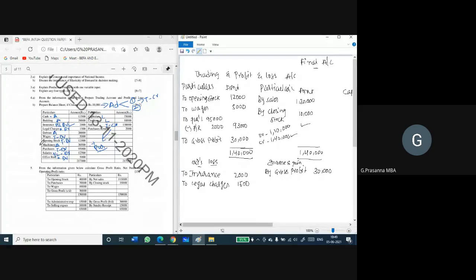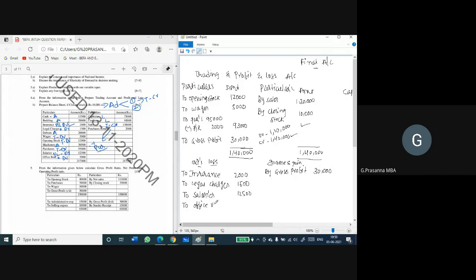Next, debtors won't come. Wages already taken. Opening stock also taken. Machinery is an asset. Purchase already taken in the trading account. Salaries are an expenditure. What is the amount of salaries here? 12,500.